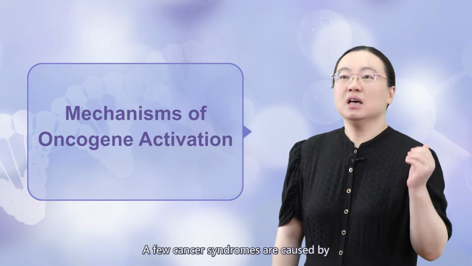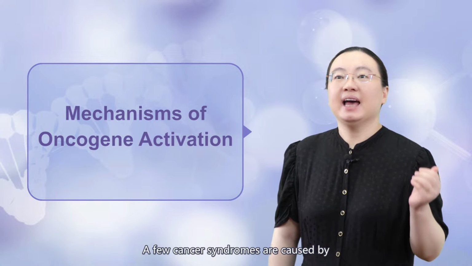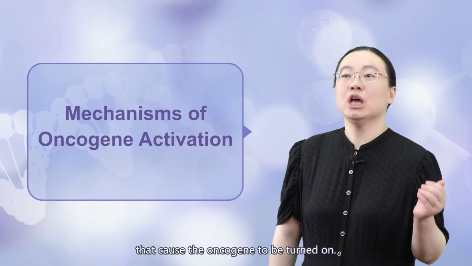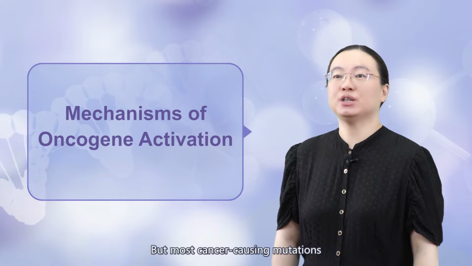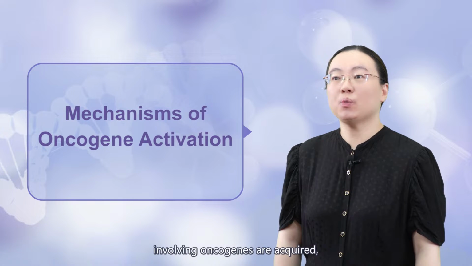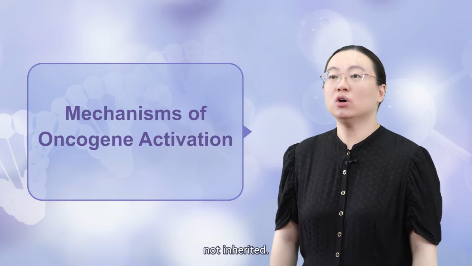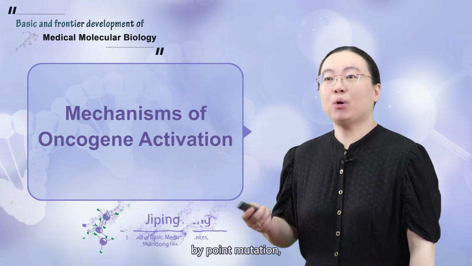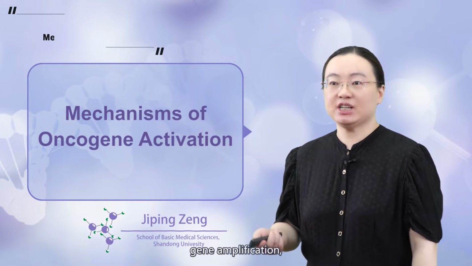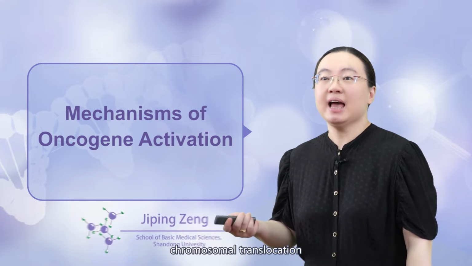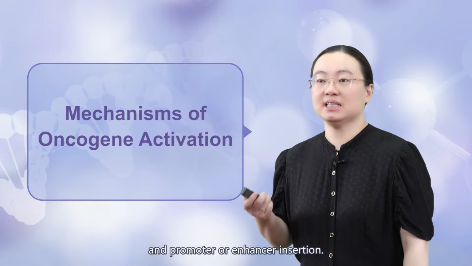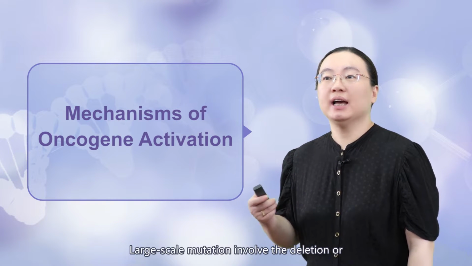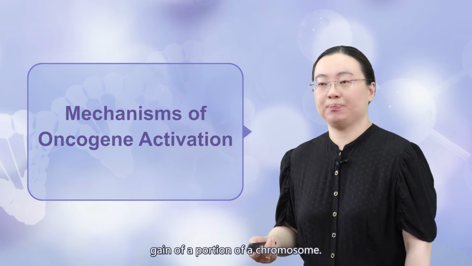A few cancer syndromes are caused by inherited mutations of proto-oncogenes that cause the oncogene to be turned on. But most cancer-causing mutations involving oncogenes are acquired, not inherited. They generally activate oncogenes by point mutation, gene amplification, chromosomal translocation, and promoter or enhancer insertion. Large-scale mutation involves the deletion or gain of a portion of a chromosome.